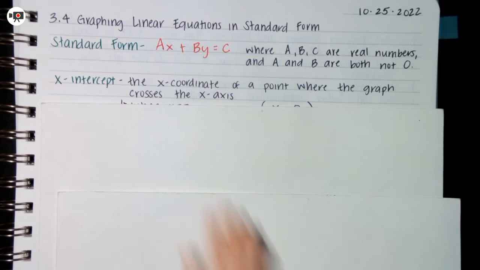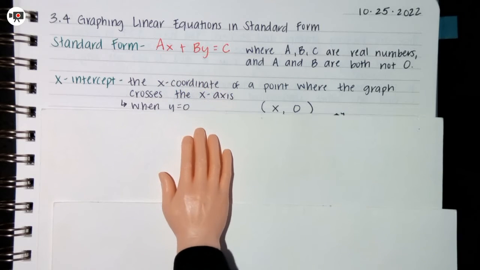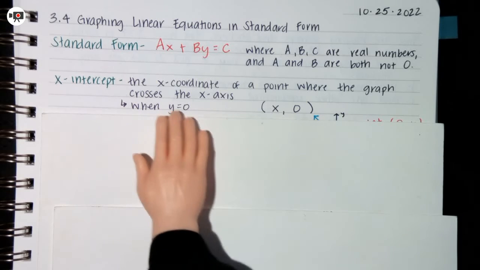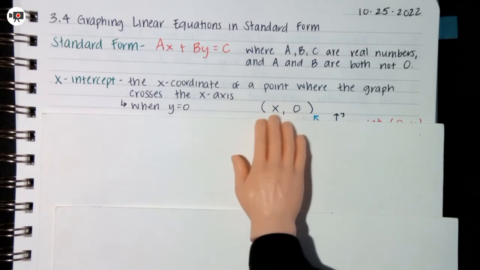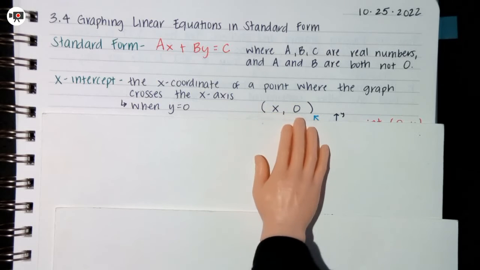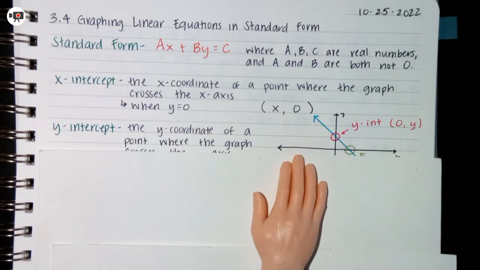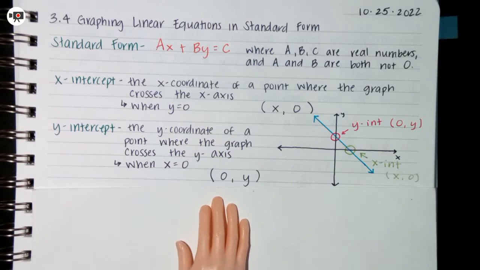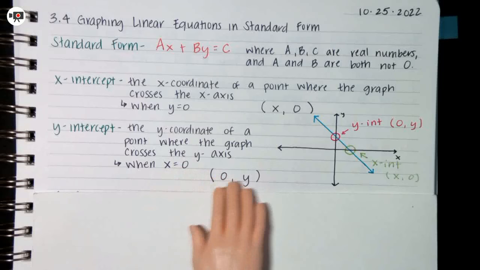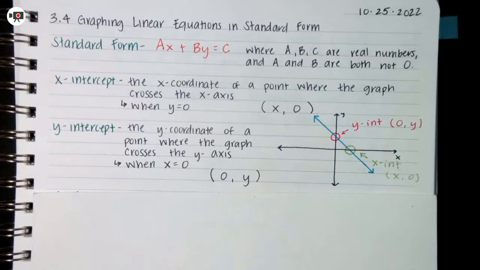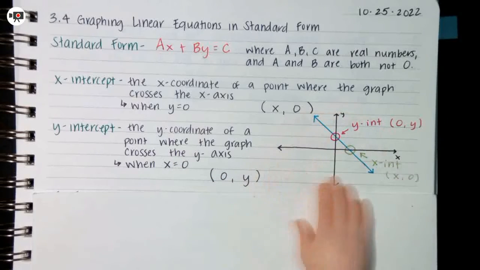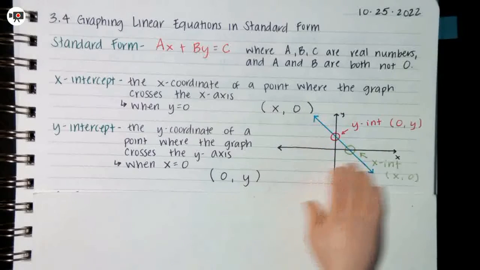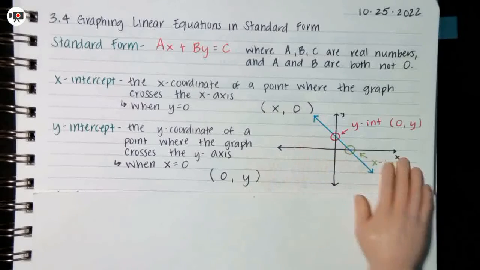The x-intercept is the x-coordinate of a point where the graph crosses the x-axis. So if we are on the x-axis, y is 0. That is the point x, 0, where we have some number for x, comma 0. And the y-intercept is the y-coordinate of a point where the graph crosses the y-axis. That is where x is 0, so that is 0, comma, some number for y. So if we have a graph, the y-intercept is where it crosses the y-axis. The x-intercept is where it crosses the x-axis.